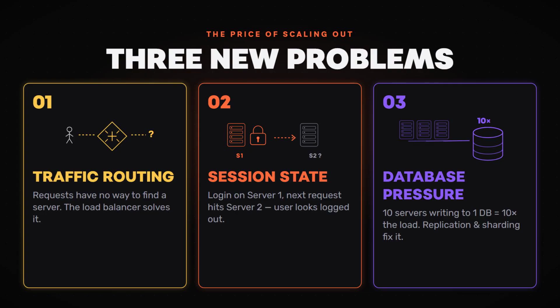Problem 3. Database pressure. 10 application servers all writing to a single database is 10 times the write pressure on one machine. Eventually, that database becomes the bottleneck. This is solved through database replication, read replicas, and eventually sharding, concepts we build up to later in this module. Every one of these problems has a dedicated solution in this course. That is what the rest of module 4 is about.